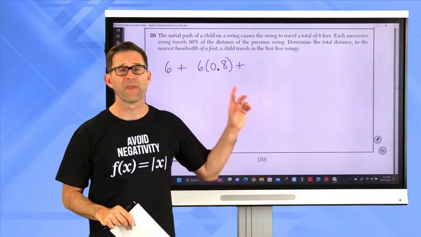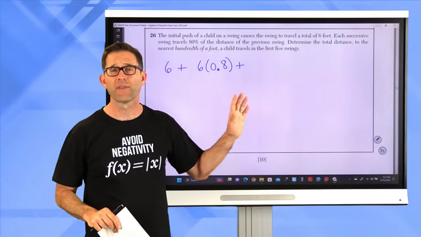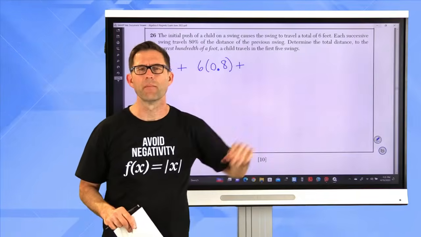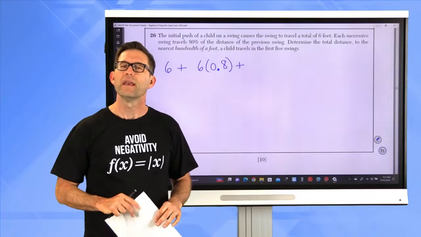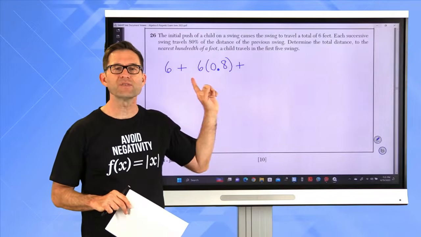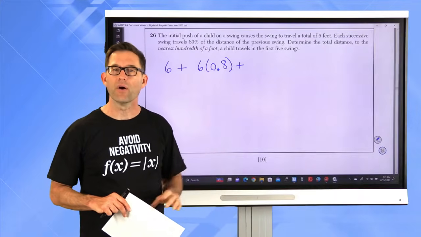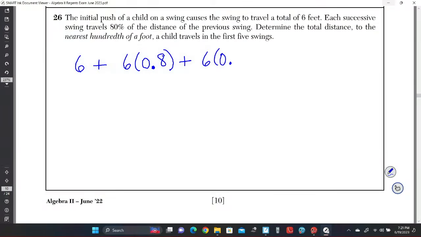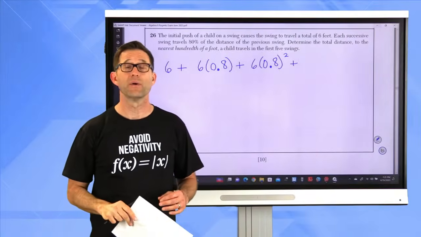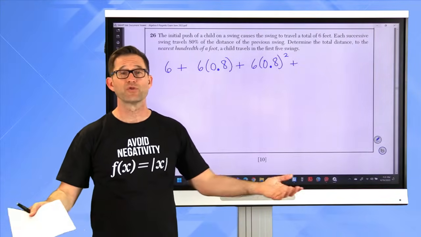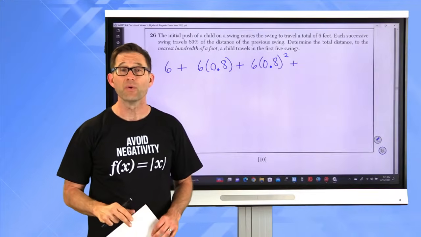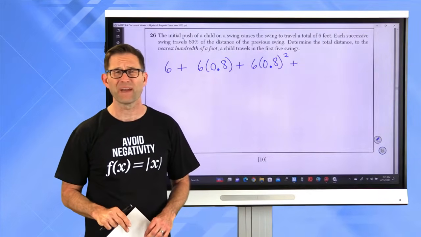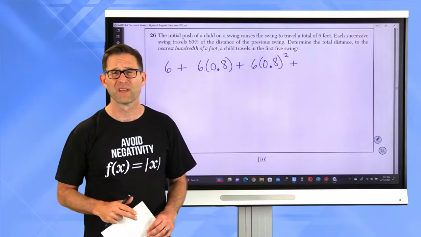I don't want to know what that is right now. I'm not going to figure that out. I'm going to write out the entire sum and then just do it on my calculator. Now, the next swing is going to be this one times 0.8, so the next swing is going to be 6 times 0.8 squared. And now you probably see what's going on here. This is actually what's known as a geometric series, and there's a beautiful geometric series formula that you can use to find the answer to this, but I'm not going to do it that way. I'm going to show you just in a moment.